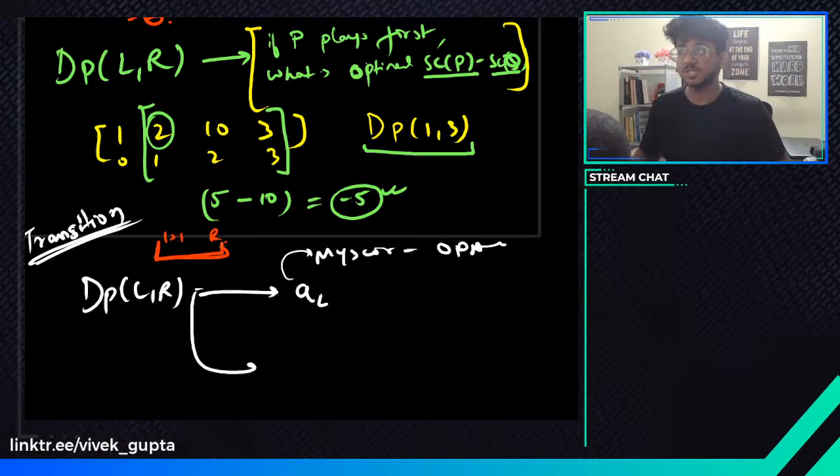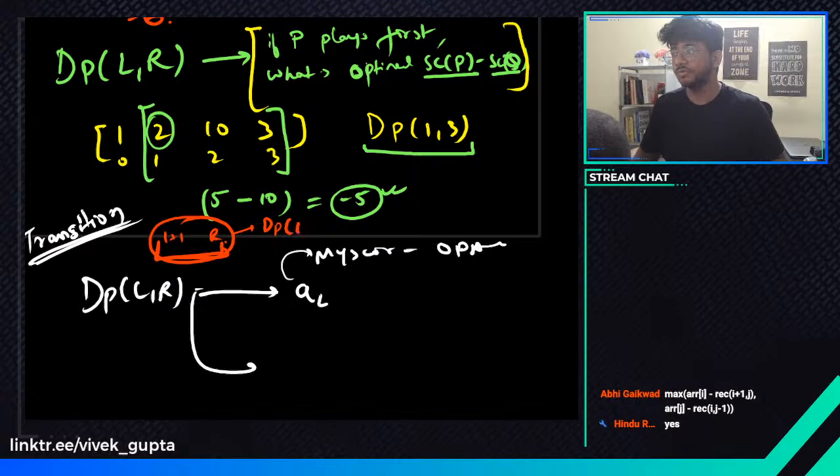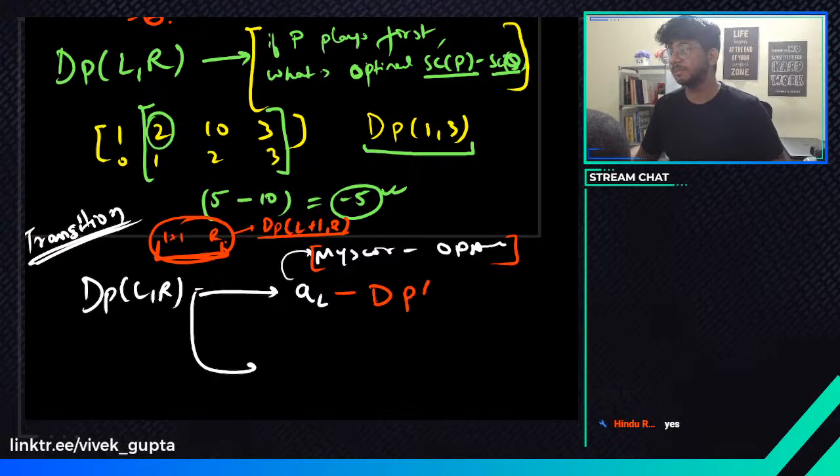In the range L plus 1 to R, if he is going to play optimally, he will make a score difference of dp of L plus 1, comma R. This is his score minus my score. But I need to find my score minus his score. So I'm going to subtract the dp of L plus 1 to R. This is very crucial to understand. Let's try to understand it one more time.